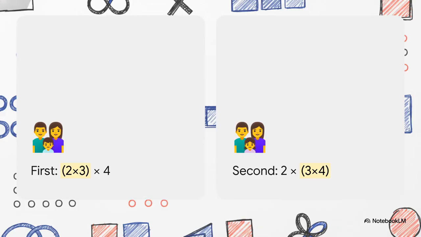Here we have 3 friendly numbers just hanging out, 2, 3, and 4. On the left side, the 2 and the 3 are in a parenthesis group together. It reads, parentheses, 2 times 3, parentheses, times 4. But on the right side, the grouping shifts. The 2 is left outside, and the 3 and 4 are grouped together. Notice how those parentheses shifted around to tell us which part of the equation to tackle first. But since they're all multiplying, will they get the same answer?